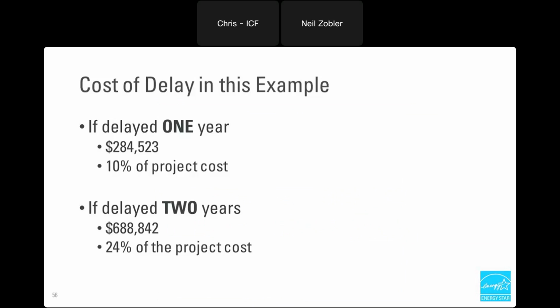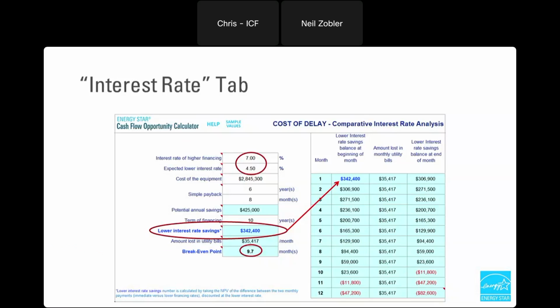So let's look at the consequence. If we use the same numbers, if we delay it for 1 year, the increase is going to be $284,000. That's equal to 10% of the project cost. That's what you're losing. If you delay it for 2 years, you're losing 24% of the project cost. So this can be a real eye opener, and it is counterintuitive, I can tell you. I've had CFOs tell me this after working through this tool.